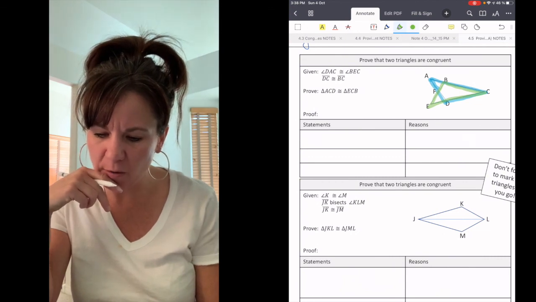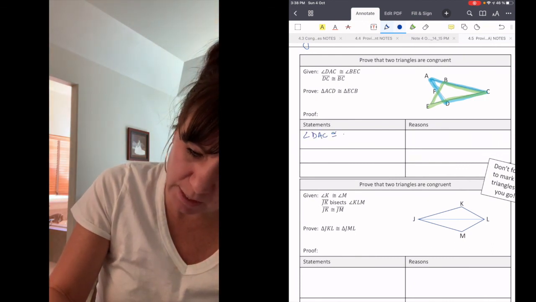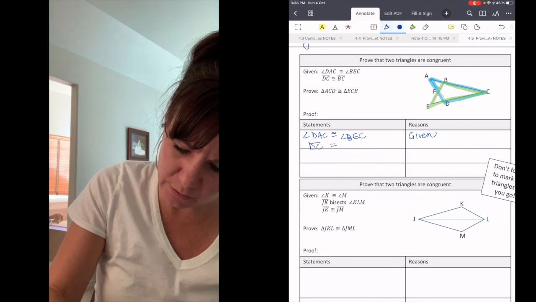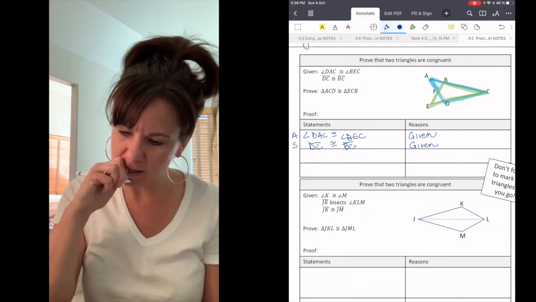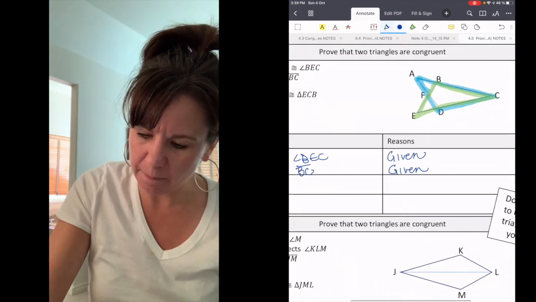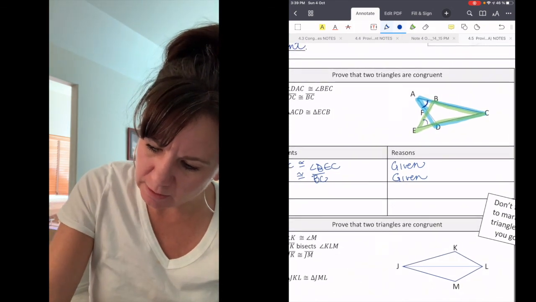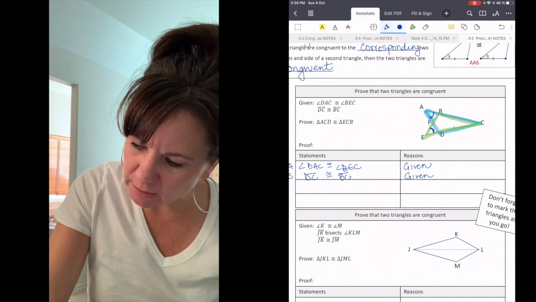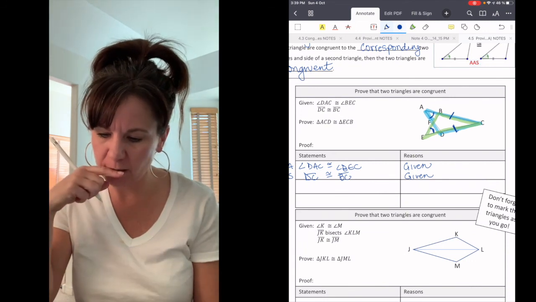So those are the two triangles, that blue one and that green one, that we need to prove are congruent. Okay, so we know that angle DAC is congruent to angle BEC, and that's given. And DC is congruent to BC. Also given. And so that's an angle, that's a side, and let's mark these. So DAC is right here, and BEC is here. And then we've got DC is congruent to BC. So we have one angle and one side.